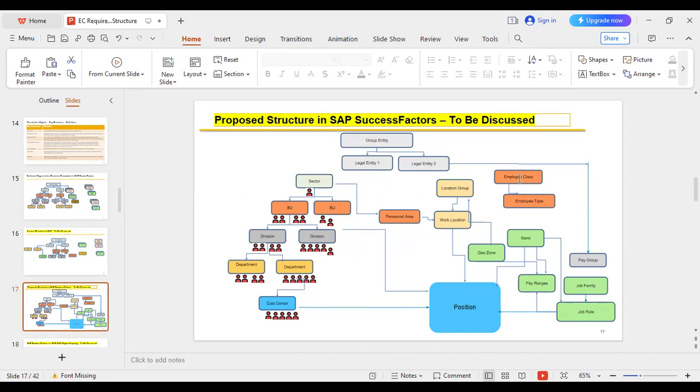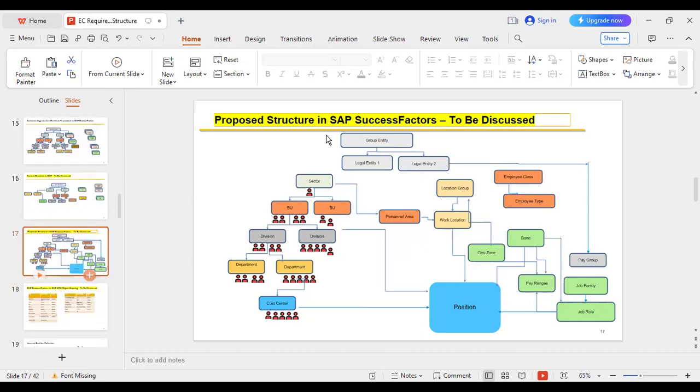What is employee class? Employee class is basically the classes on which we are defining the employees. Like somebody is having different pay components, different pay grades, so they are having different employee classes. Okay, employee type is basically part time, full time, all these things. So we need to make the employee types also.